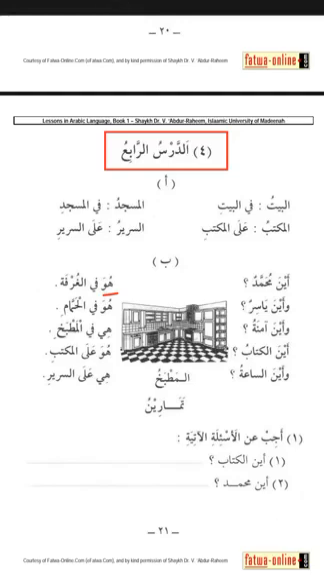Okay, so the next one, wa aina yasir, and where is yasir? Wa fil hammam. Hammam means bathroom. Wa fil hammam is in the what? In the bathroom. The next one is wa aina amina. Where is amina? Huwa means he, hiya means she.